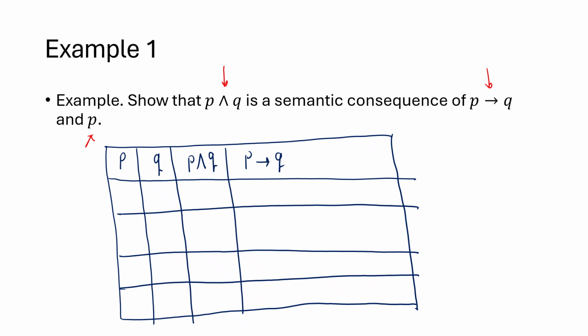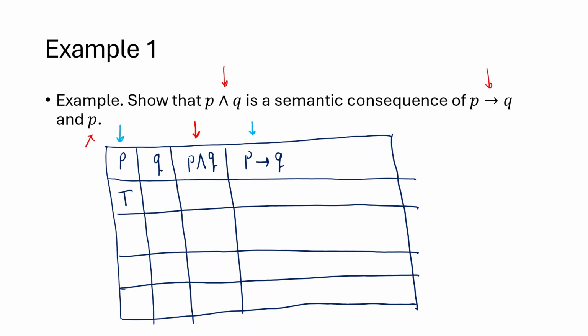So what are the premises? I'm going to use blue for my premises. So my premises are P, and if P, then Q. And then what is my conclusion? I'm going to use red for my conclusion. The conclusion is right here. Okay, now we complete the truth table.